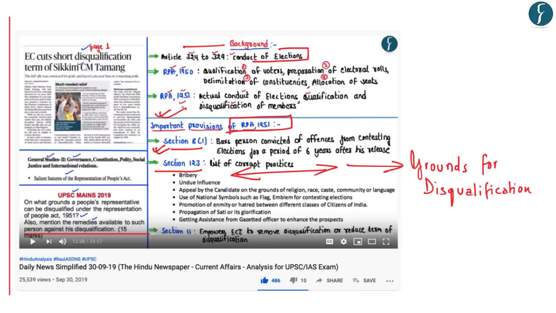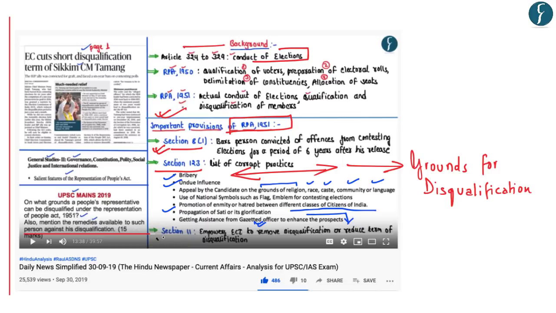So these different corrupt practices under Section 123 of the Representation of People Act 1951 were bribery, undue influence, appeal by the candidate on grounds of religion, race, caste, community or language, use of national symbols such as flag or emblem for contesting elections, promotion of enmity or hatred between different classes of citizens of India, propagation of sati or its glorification, as well as getting assistance from any gazetted officer with respect to enhancing the prospects during an election.